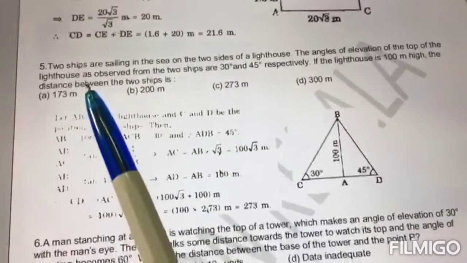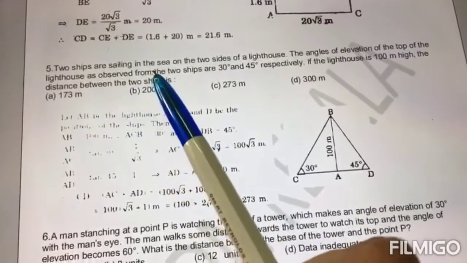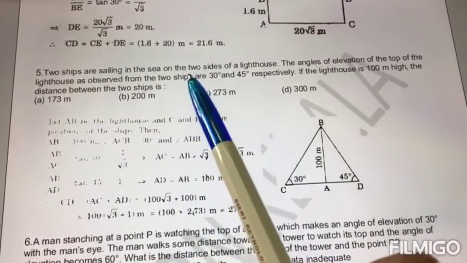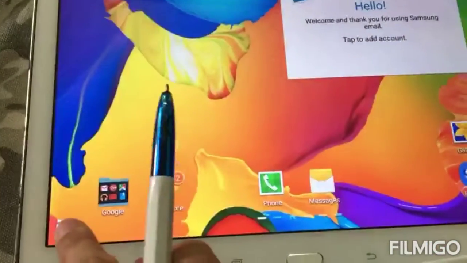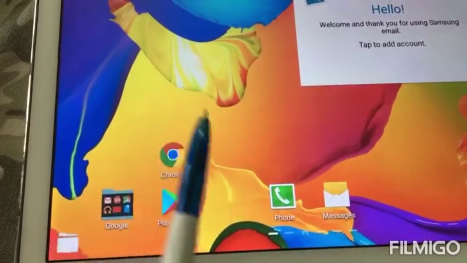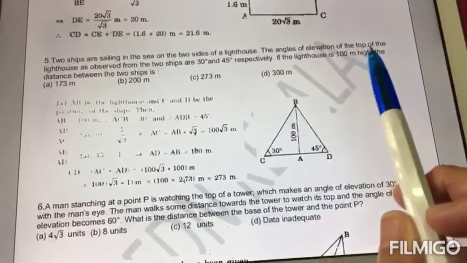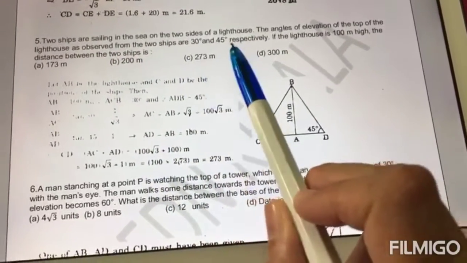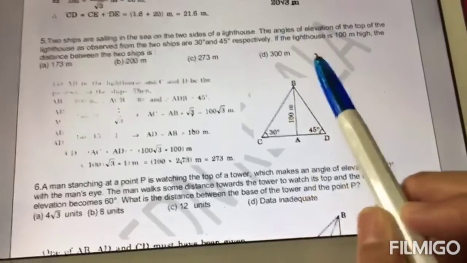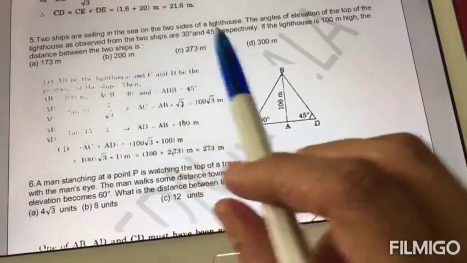Alright, let's move on to number 5. Two ships are sailing in the sea on two sides of a lighthouse. The angles of elevation of the top of the lighthouse as observed from the two ships are 30 degrees and 45 degrees respectively. If the lighthouse is 100 meters high, the distance between the two ships is what?